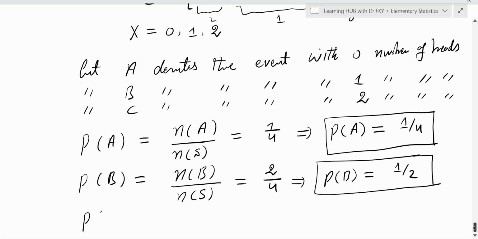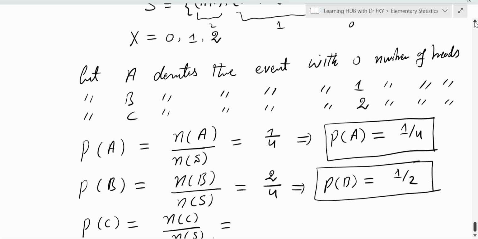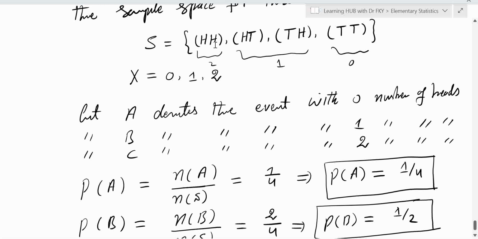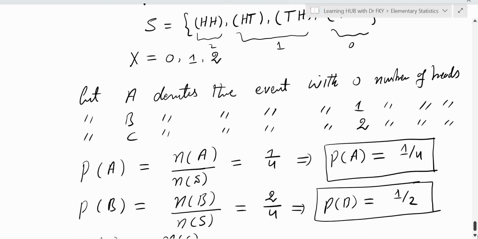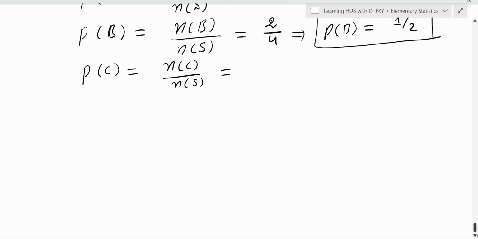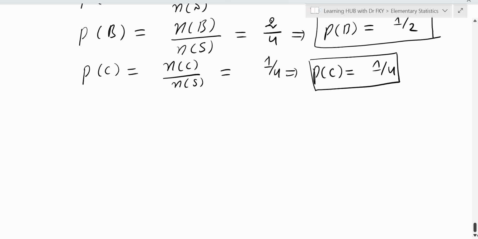Now the probability of C is NC divided by NS, the number of favorable outcomes for C over the total number of outcomes. You can see that there is only one such event which can have two heads, and the total number of outcomes is 4. So this probability is 1 divided by 4. This means the probability of C is equal to 1 divided by 4. So this is the solution using normal probability rules.